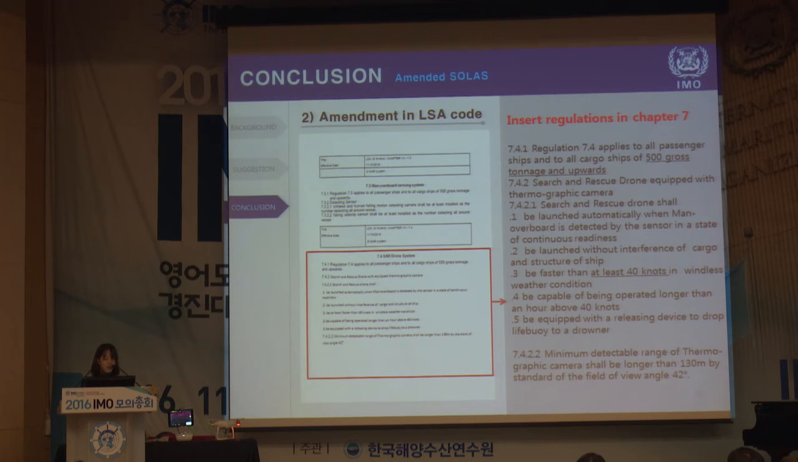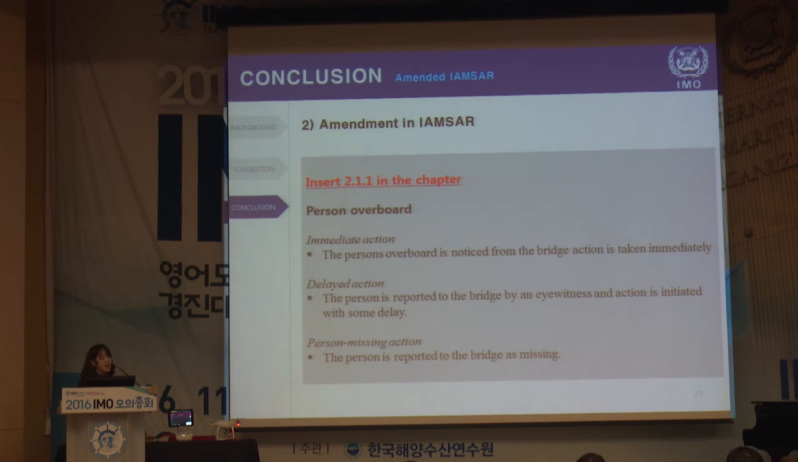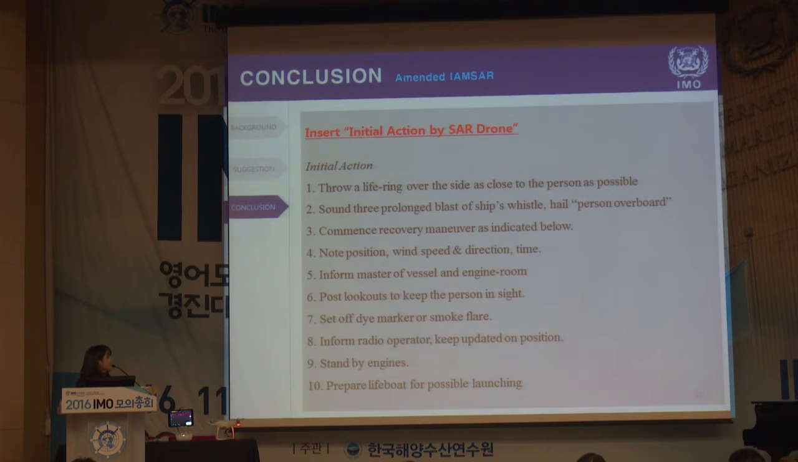And also, we want to add this clause to increase the survival rate. When person overboard, we have 3 actions. We focus on immediate actions. This is the existing IMSR manual as indicated. We want to add the content about solar drone.